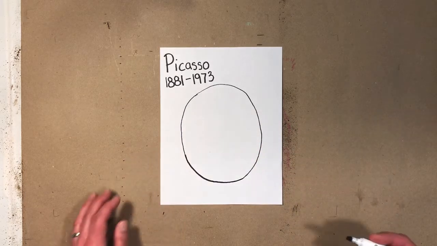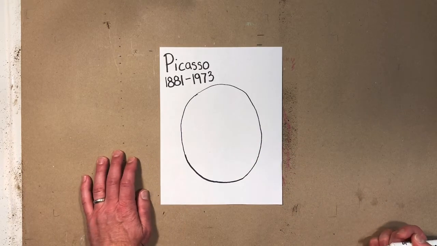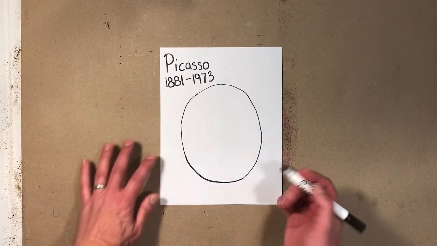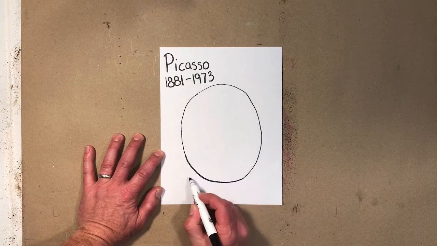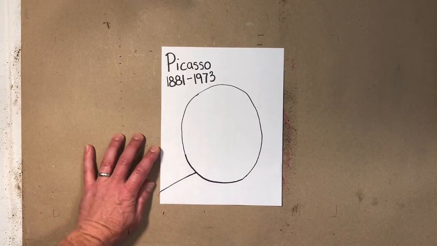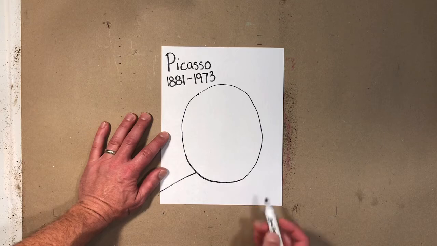There. Now I have a head for my picture. Now, after this part, oh, I got to do one more part here. We need our shoulders. We're just going to put our crayon or marker right near the bottom of this and just make a line going to the outside.